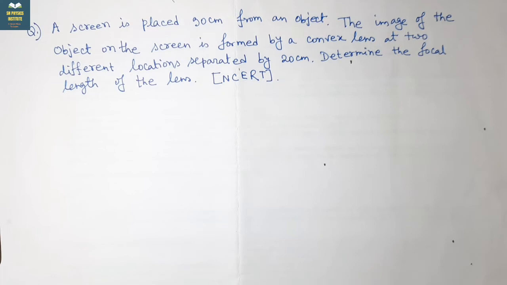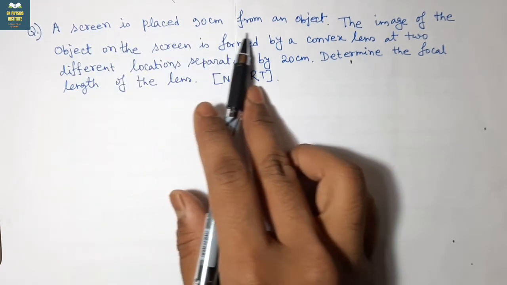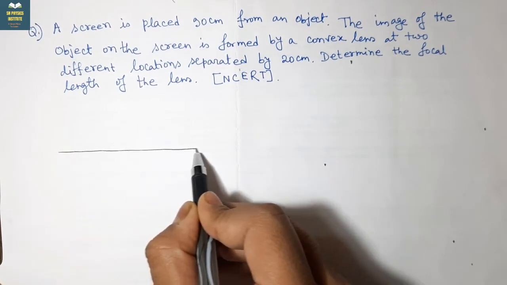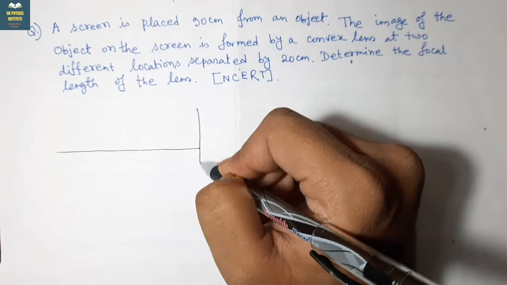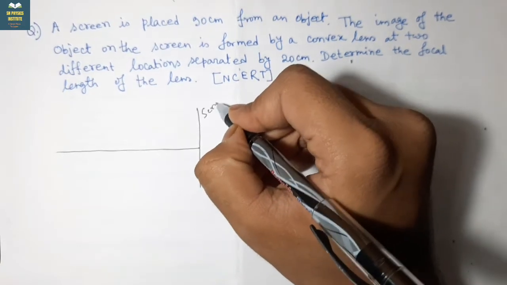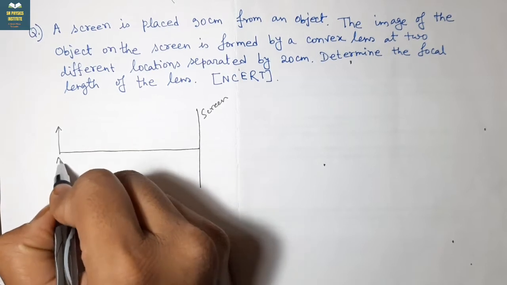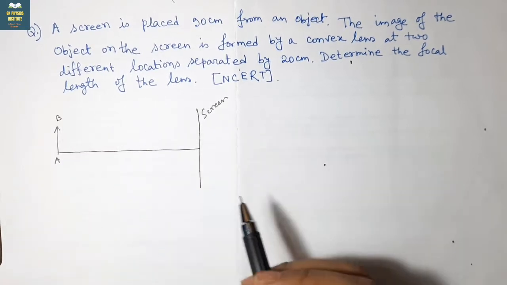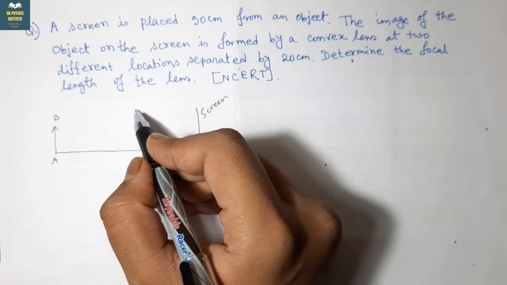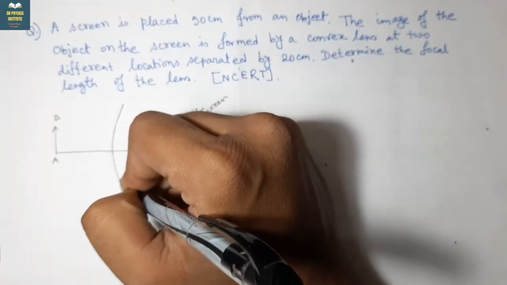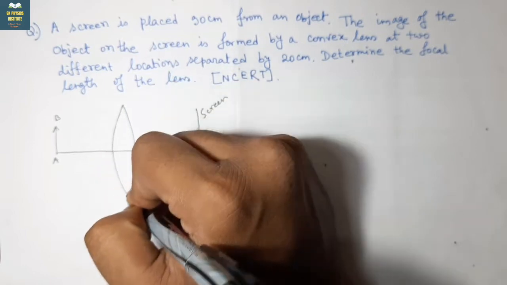How can you solve this type of numerical problem? Try to understand here. One thing is the screen is placed 90 centimeter from the object. So, at first let us draw. This is the screen, and this is the object. Let the object be AB.